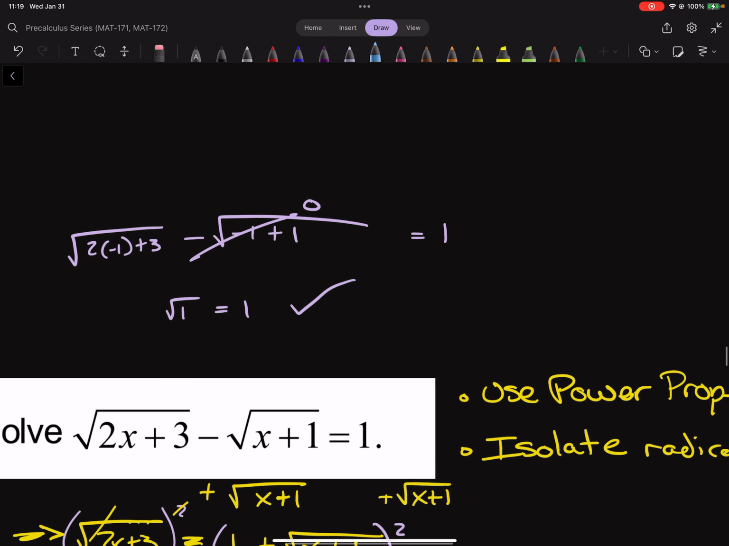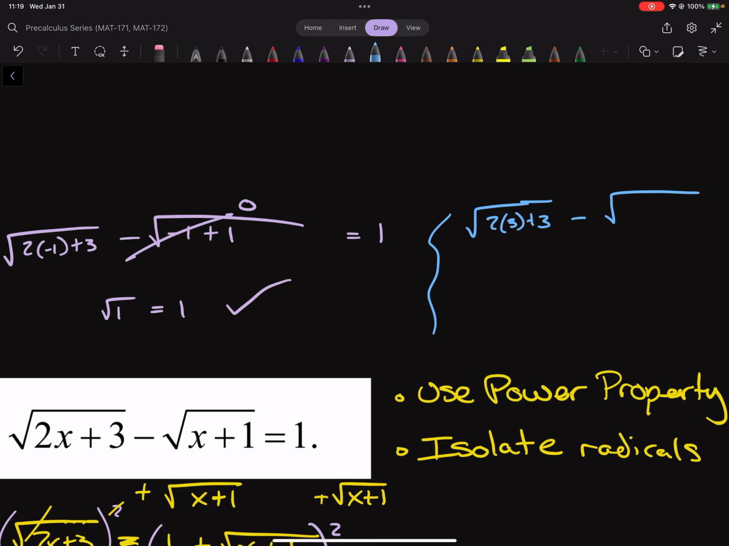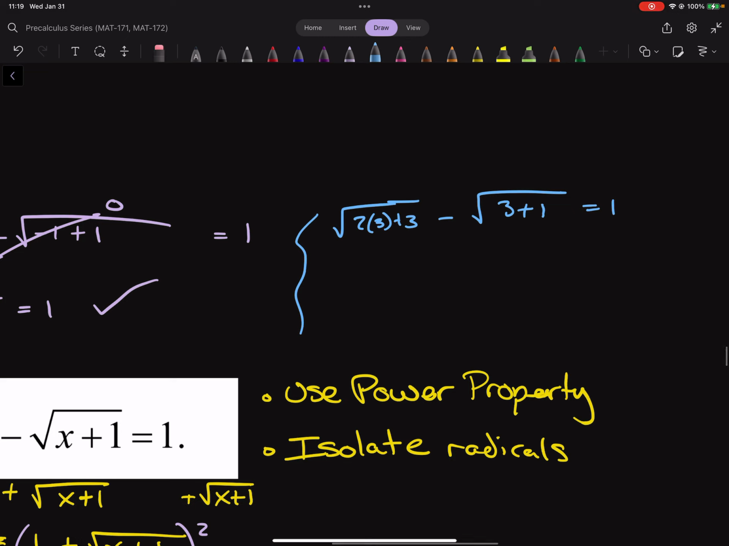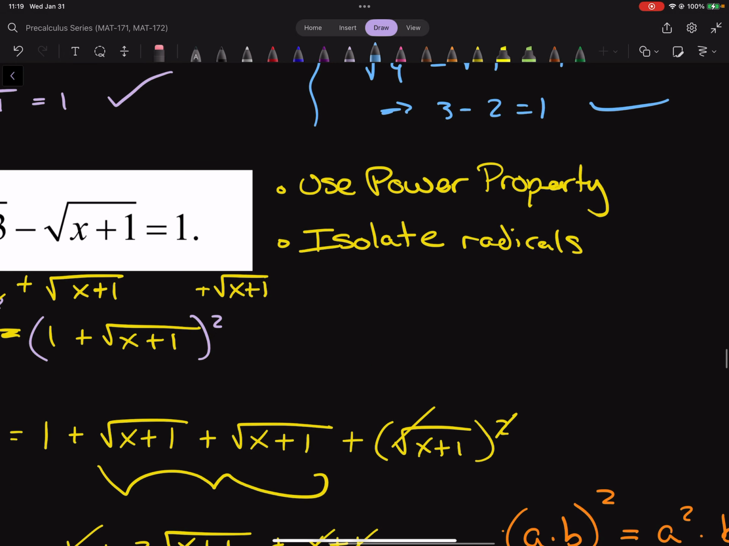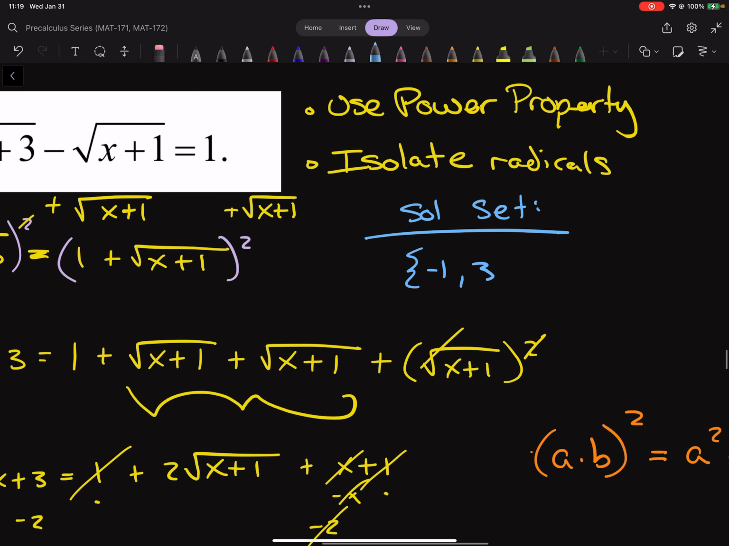Right, so for 3, we would have the square root of 2 times 3 plus 3 minus the square root of 3 plus 1 equals 1. Now 2 times 3 is 6, plus 3 is 9, minus the square root of 4 equals 1. This is 3 minus 2. That's also a true statement. So your solution set contains both of these. All right, so you have both negative 1 and 3.